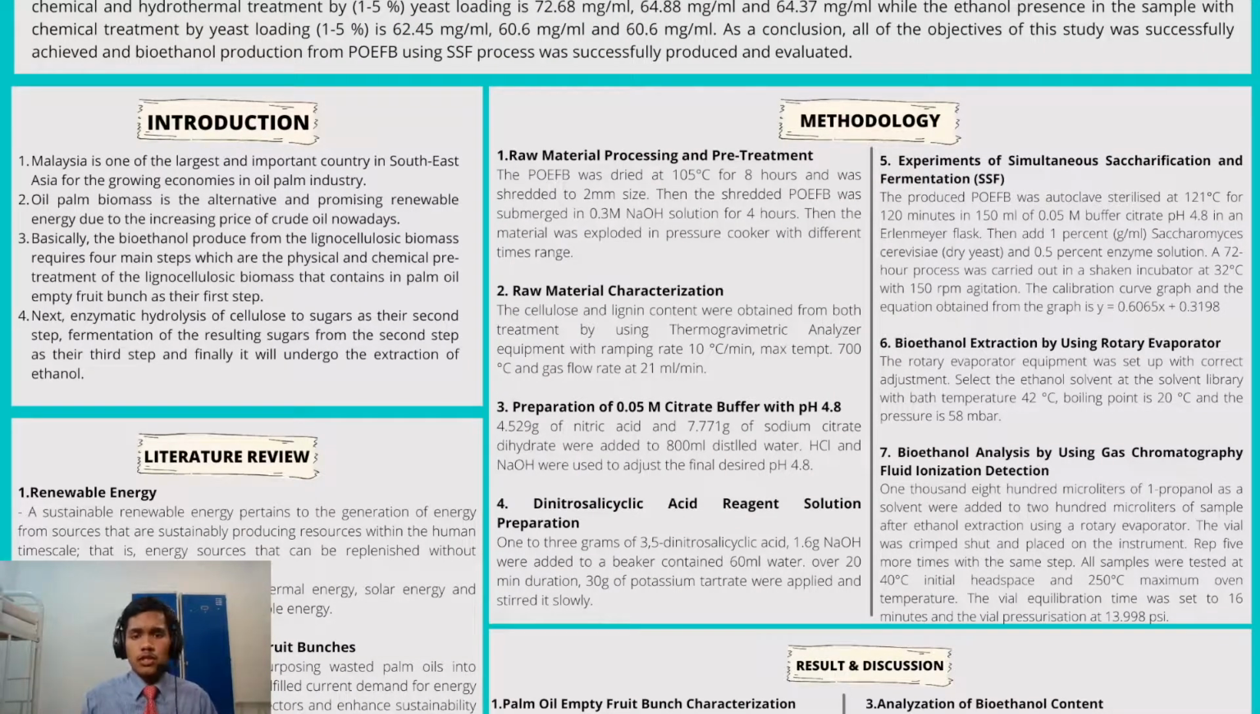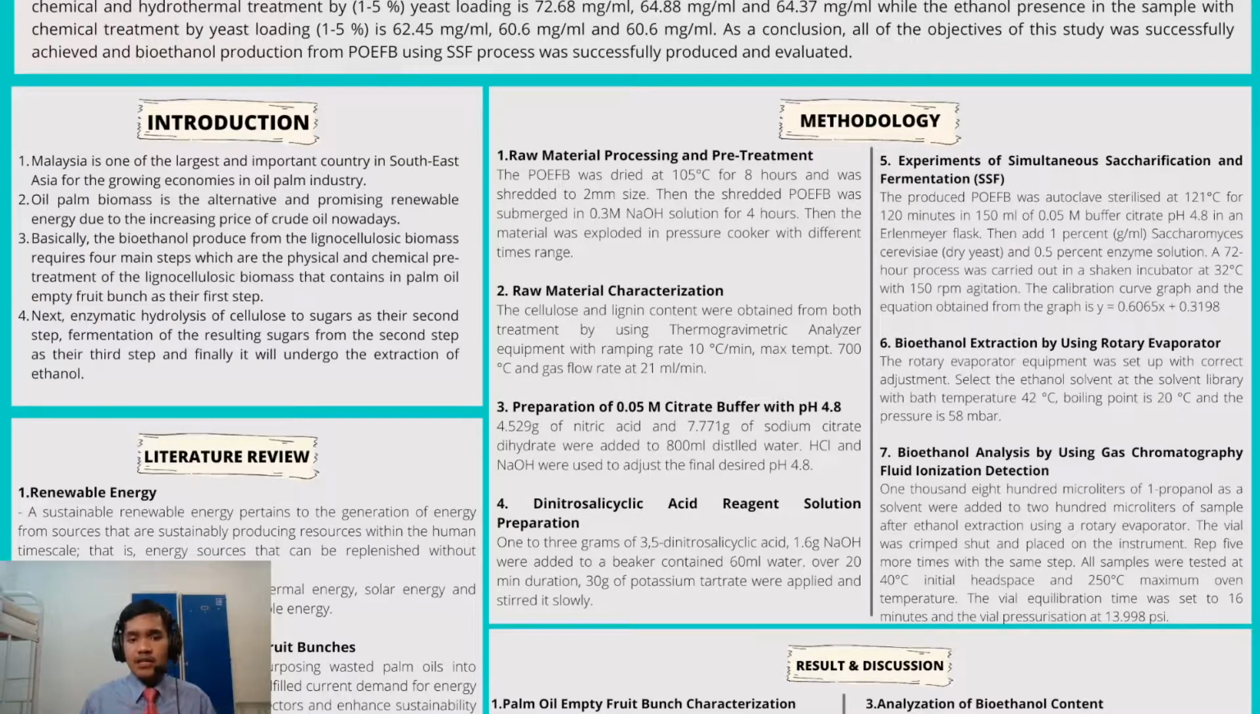For the methodology, firstly, raw material processing and pre-treatment. The palm oil empty fruit bunch was dried at 105 degrees Celsius for 8 hours and was shredded to 2 mm size. Then, the shredded palm oil empty fruit bunch was submerged in 0.3 mol sodium hydroxide solution for 4 hours. Then, the material was exploded in a pressure cooker with different time ranges.